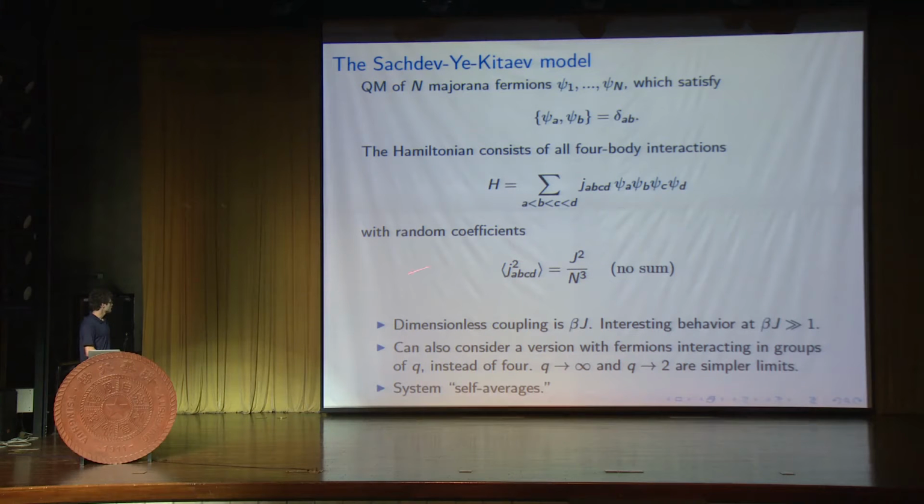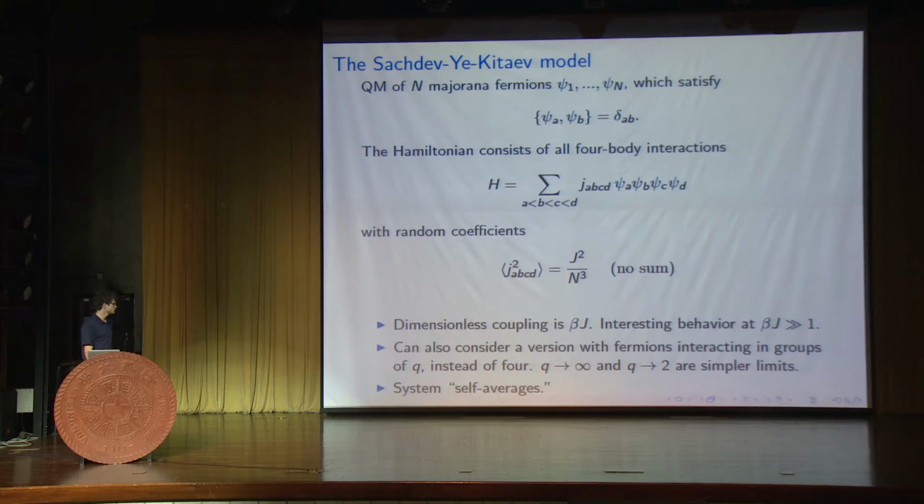The dimensionless coupling in this model is the inverse temperature beta times J, and the interesting behavior will be at strong coupling. We can think about this either as low temperature or as large J. It's sometimes useful to think about a slight generalization of the model where we have the fermions interact in groups of Q instead of 4.